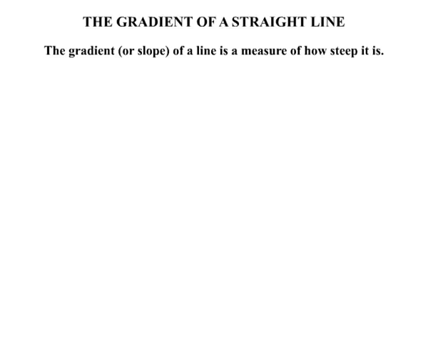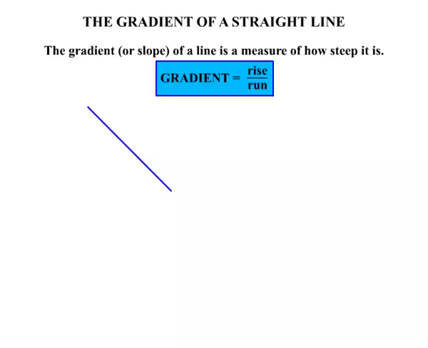Now in this lesson we're looking at the gradient of a straight line. The gradient, or slope, of a line is a measure of how steep it is. And the gradient equals the rise over the run. The rise over the run. Now we consider this line here, and the second line there.